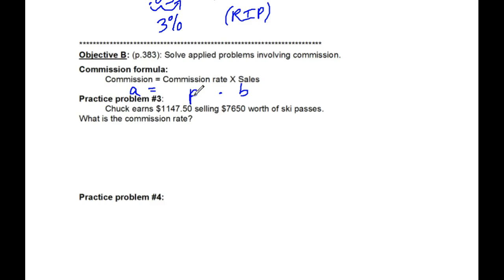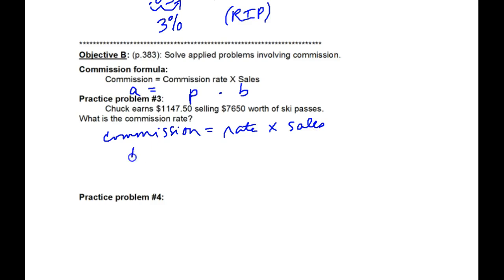Okay, so here we've got Chuck. He earned $1,147.50, and he sold $7,650 worth of ski passes. What is the commission rate? So we're looking for our rate again, like we were in the other problem. My commission, the amount of money that you earn selling, equals the rate times the amount of sales.